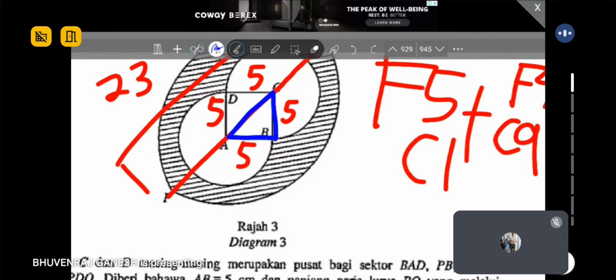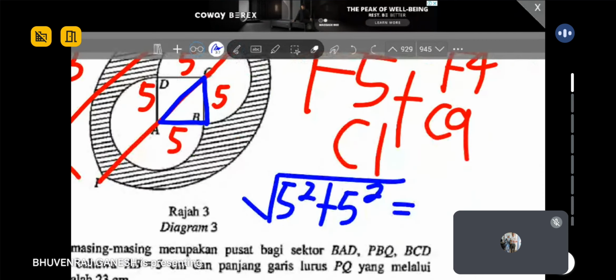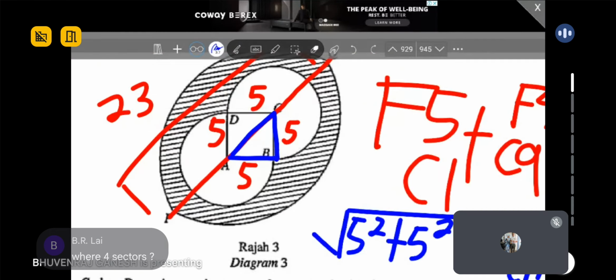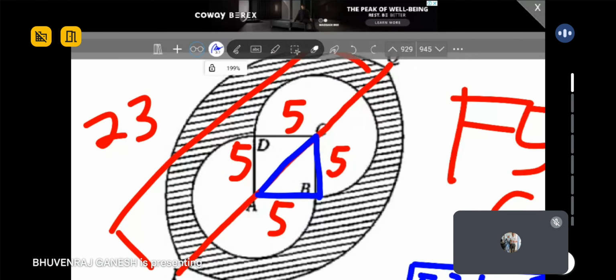So you just take the square root of 5 square plus 5 square. Okay, press the calculator. You will get 7.0711 cm. Okay, so this is AC. Hold on, slowly. Okay, so now you can see a triangle, am I right? Okay, so now let us try to find the height of the triangle, guys.